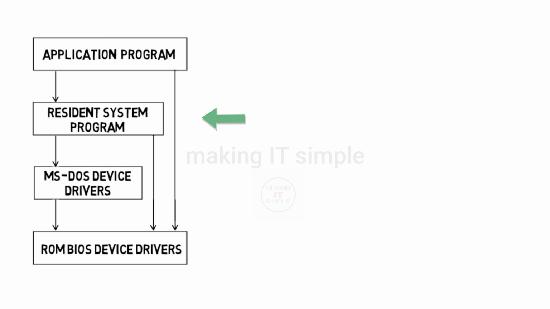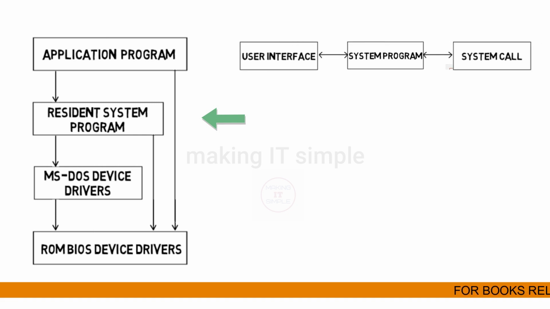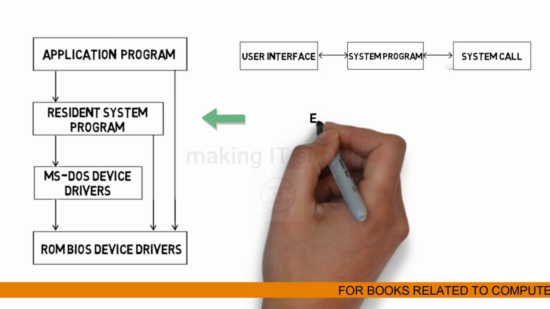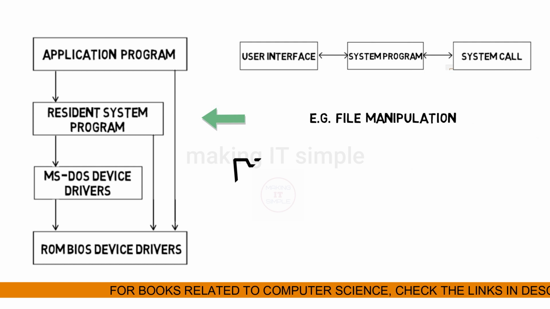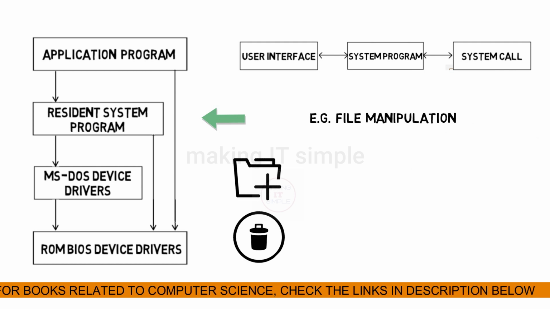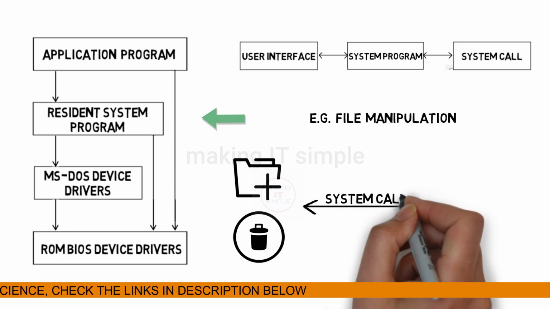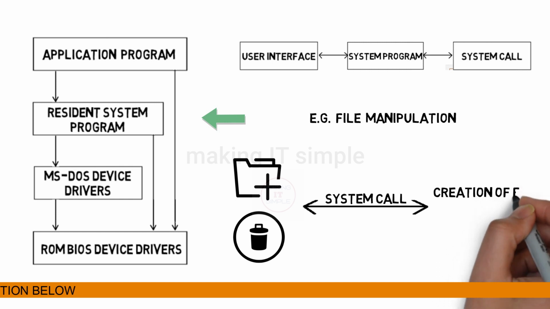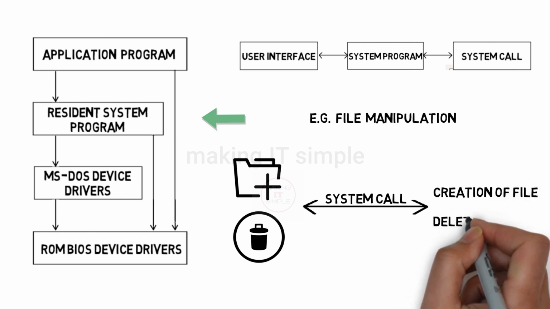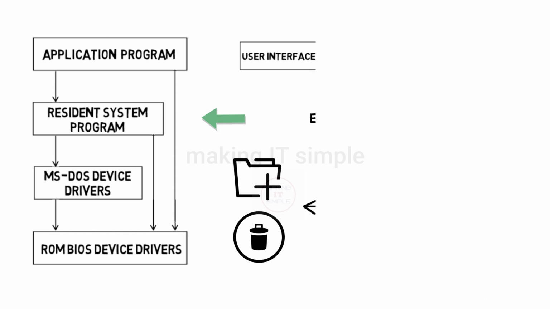Second from top is resident system program. System programs are basically the bridge between user interface and system calls. Like for example file manipulation. When we create or delete a file, system program gives a system call. And after giving system call, manipulation of system files is done, like creating file or deleting file, etc. There are many system programs, file manipulation is one of them.